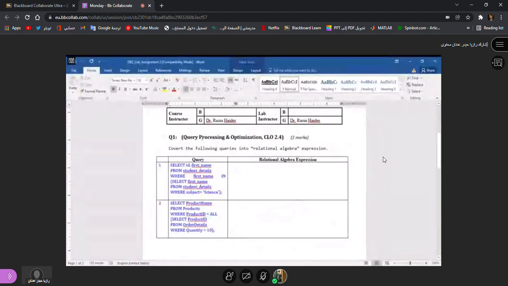In assignment 2, it's related to query processing and optimization. There are 2 queries written. Here is 1 and here is 2. You have to write the relational algebra expression for each of these. Write your relational algebra expression here. It's very easy, I guess.